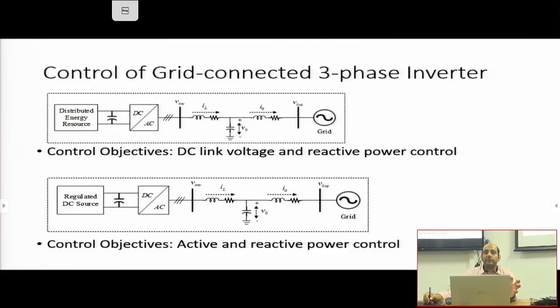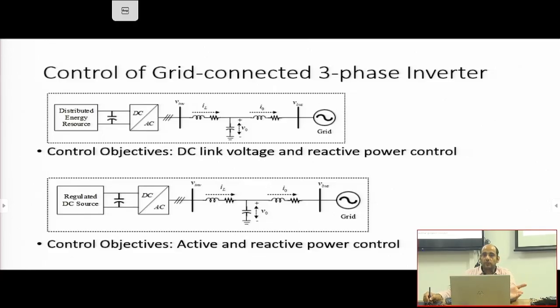Now you know, for example, PV output voltage is variable. So one case is you get a variable output voltage. Here, the output of this distributed energy resource is variable. On the other side, you can have a regulated DC source. Regulated DC source means, let's say you have a battery. A battery provides a regulated DC voltage. Or you can also have a PV followed by a boost converter, and the boost converter controls the output voltage, so the output voltage is regulated. So you can either have a variable DC voltage, or a regulated DC voltage.